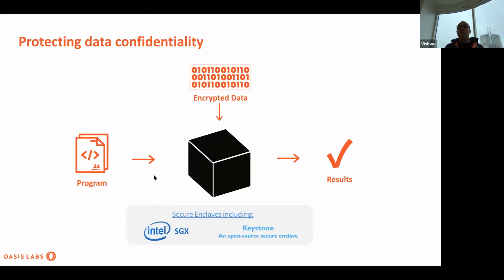So what we use for confidentiality are secure enclaves. Intel SGX is what we use in our platform. So our compute nodes have Intel SGX. And Keystone is another interesting project, which is an open source secure enclave. This is a project that we are participating in along with multiple universities and many industry partners. So once Keystone becomes available, we expect that we will be able to support both Keystone as well as SGX.